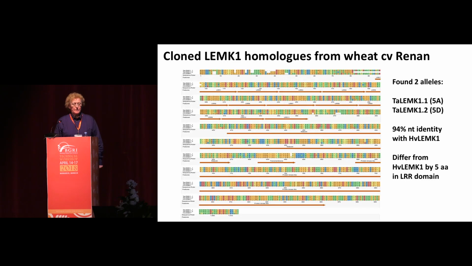Next slide, please. So we then went on, and my role in this grand project was the translation into wheat. We cloned the homologue of the barley LenK1 gene from the wheat cultivar Renan. And at the time, we identified 2 alleles, 2 genes in wheat, one on 5A, the other on 5D. And we called these wheat LenK1.1 and wheat LenK1.2. Very high identity, 94% nucleotide identity to the barley gene. And in the leucine-rich repeat region, they only differed by 5 amino acids.